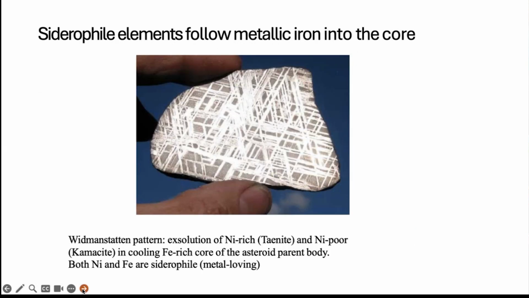And siderophile elements follow metallic iron into the core. So what we're looking at here is an iron meteorite, very different than the Allende carbonaceous chondrite. And you're seeing an exsolution pattern of two iron phases to make that pattern. It's called a Widmanstätten pattern. Exsolution of nickel-rich and nickel-poor iron in a cooling iron-rich core of an asteroid parent body. And a lot of what we think we know about Earth's core comes from studying these kinds of meteorites. But these are both siderophile.